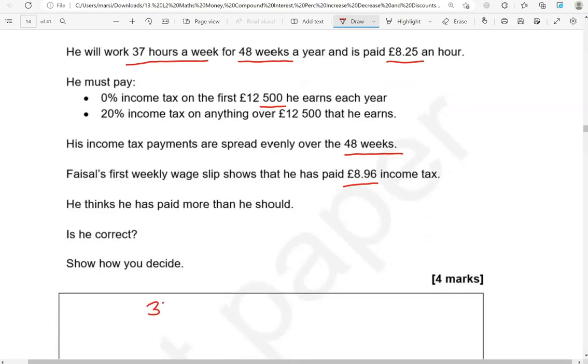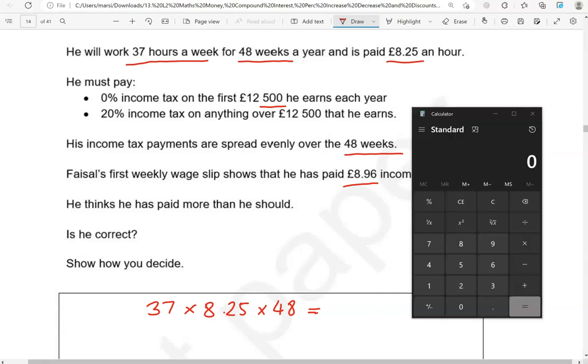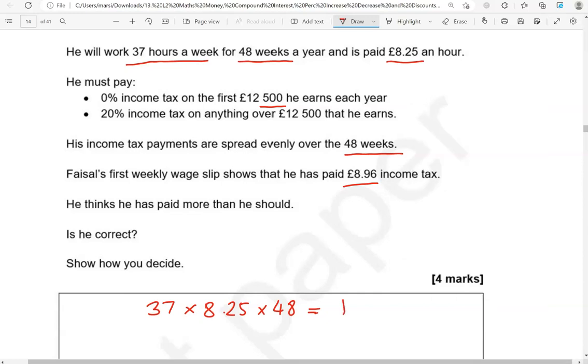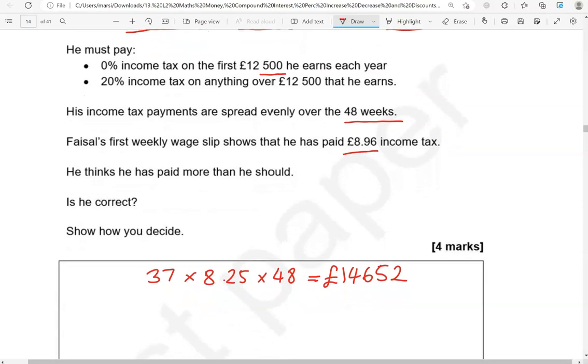So 37 hours a week times the £8.25 per hour times 48 weeks should give us the income per year. So using a calculator, we do the calculation and it gives us £14,652. So that's the income per year.